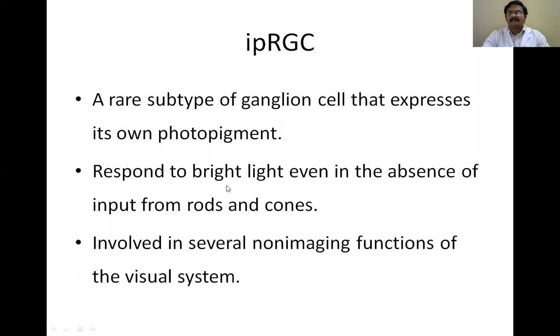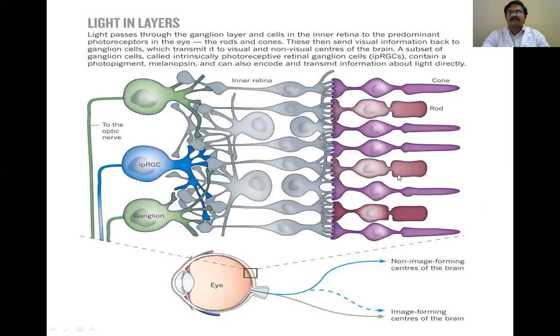It can respond to the bright light even in the absence of input from the rods. These type of retinal ganglion cell, the third photoreceptor cell, can respond to the bright light even in the absence of them. It has two mechanisms. It gets the impulses from the rods and cones. That is one mechanism. That is, it has synapses with rods and cones, the bipolar cells.